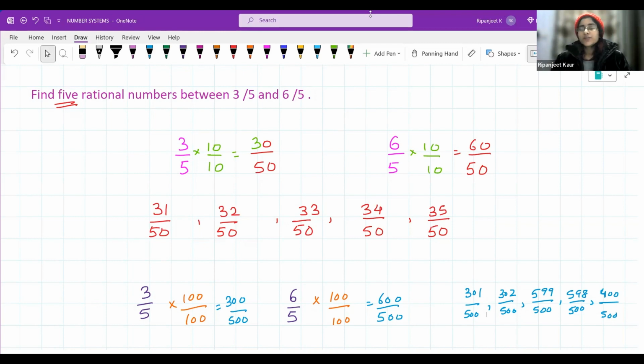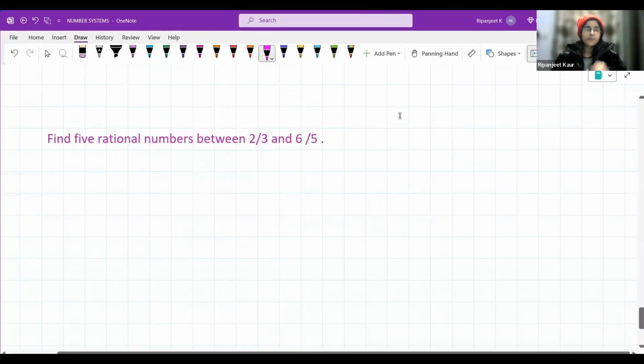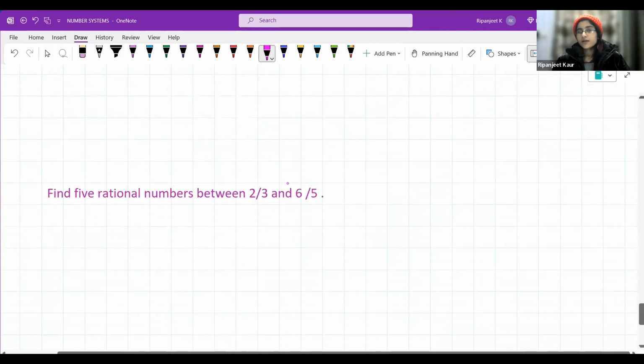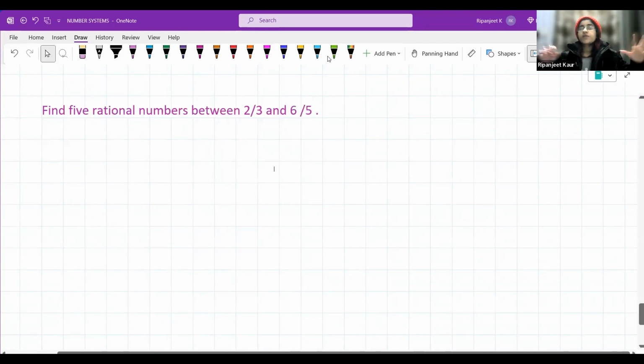Okay, so now this must have been easy, right? Let us go to a little bit more difficult part. Now, what is that part? See here. 5 rational numbers between 2 over 3 and 6 over 5. What is the difference between this statement and the previous statement? Can you see the denominators here? Here it is 5, here it is 5. Denominators are the same. Here, the denominators are not the same. So when the denominators are not the same, what are we going to do? What do we do when we have to add or subtract fractions? We make the denominators the same.